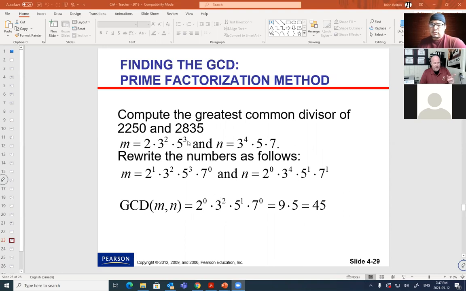We look at the 5. We've got a 5 to the 3 and a 5 to the 1, so we pick the 5 to the 1 because it's the smaller one. Now, this one had a 7, but this one doesn't have a 7, but we still have to put it in there. So that's why we do 7 to the 0, because if you remember, anything to the 0 is still 1. It doesn't change it at all. So you look at 7 to the 0 and 7 to the 1, and you pick the 7 to the 0.